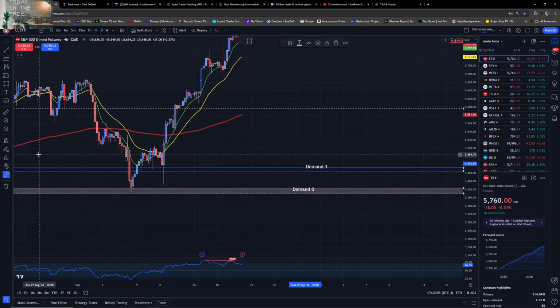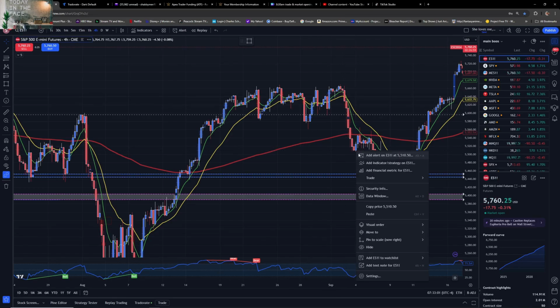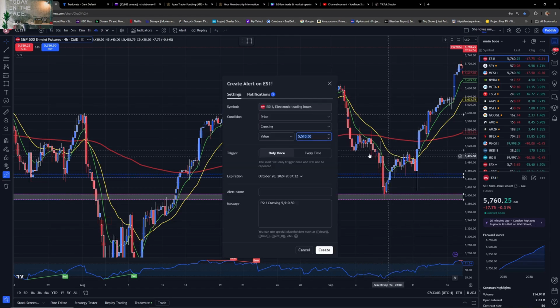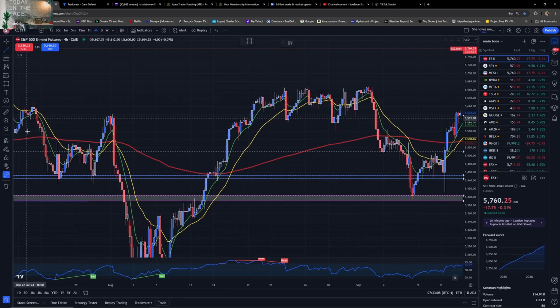And now we're going to start going up, but we're going to go back to the left. We want to always keep the left in mind when we're doing these strong areas of support. So we're going to go ahead and add an alert there. This was a strong area of resistance. It's now a strong area of support.